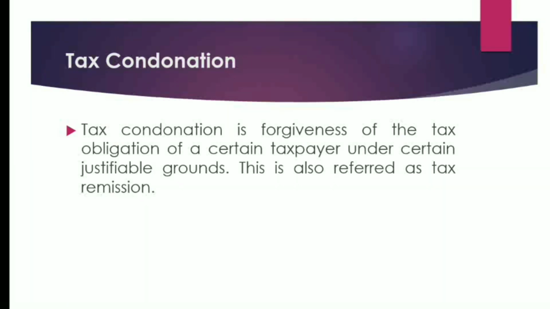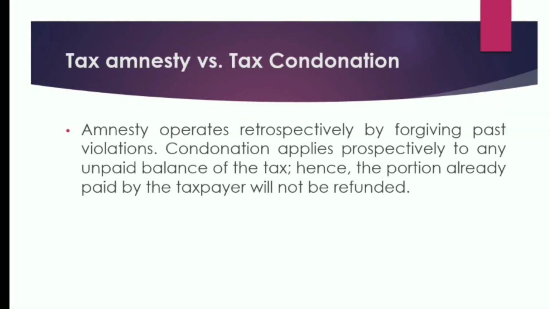Let us now differentiate tax amnesty from tax condonation. Tax amnesty operates retrospectively, meaning it is effective from a particular date in the past. That is why tax amnesty forgives the past violations of the taxpayer. While condonation applies prospectively, meaning it will be effective from a particular date in the future. Again, condonation applies prospectively to any unpaid balance of the tax. Therefore, any portion of the tax that has already been paid by the taxpayer will no longer be refunded.